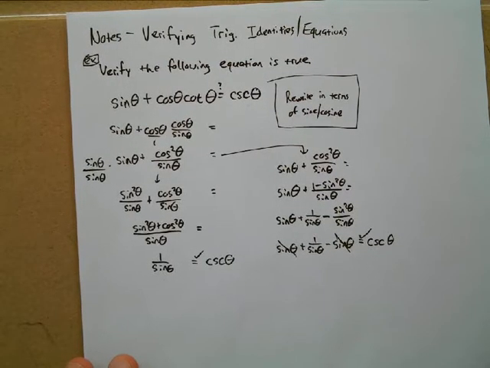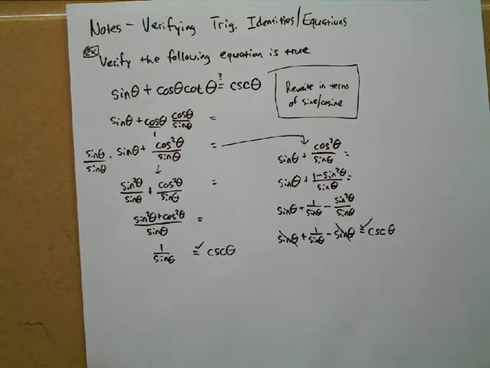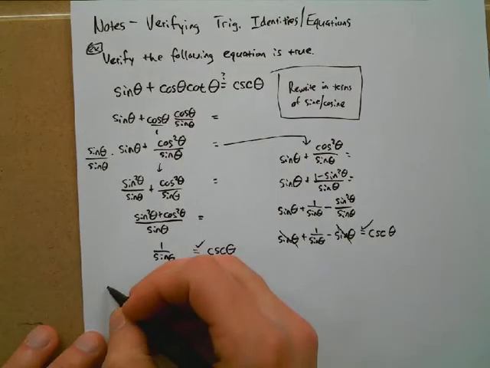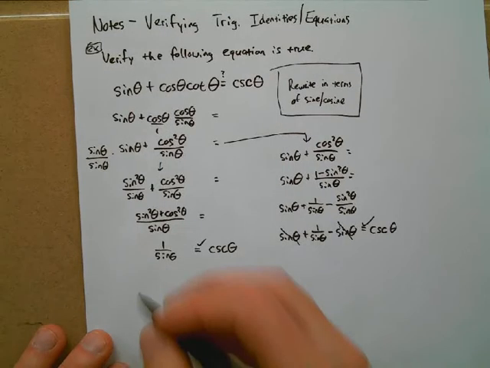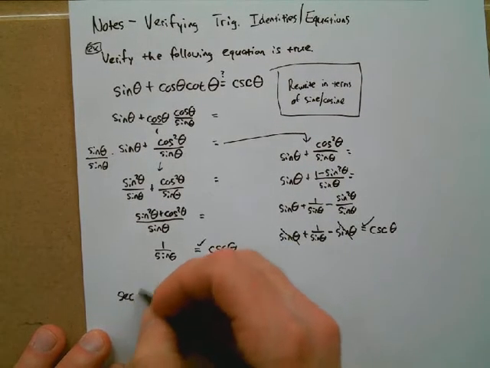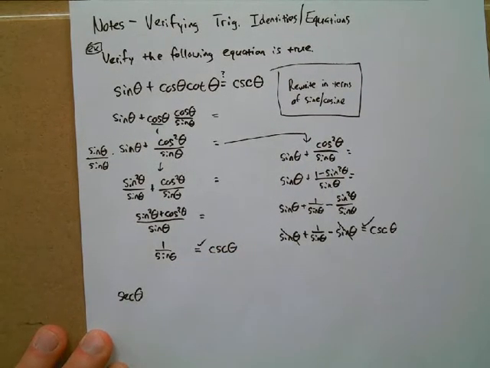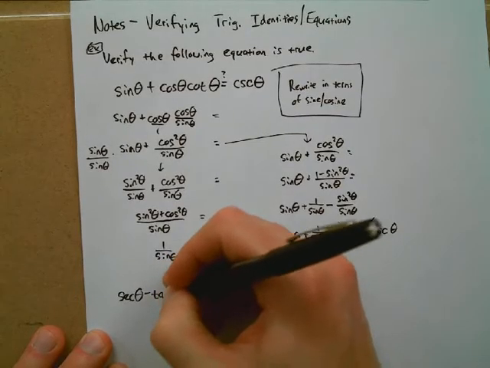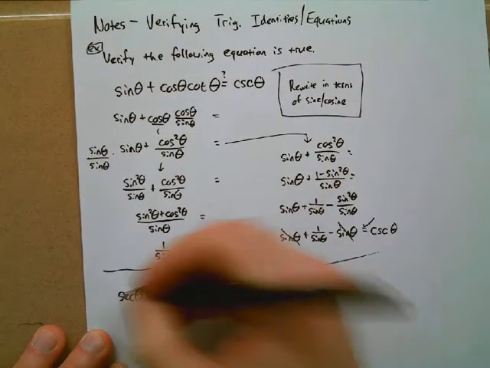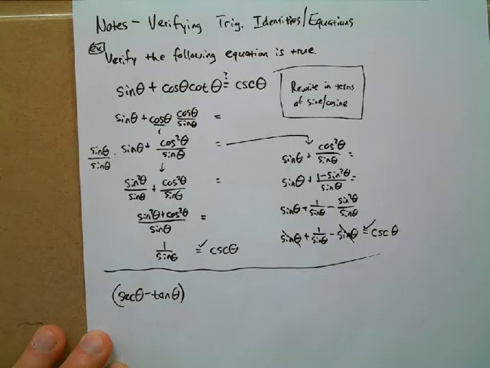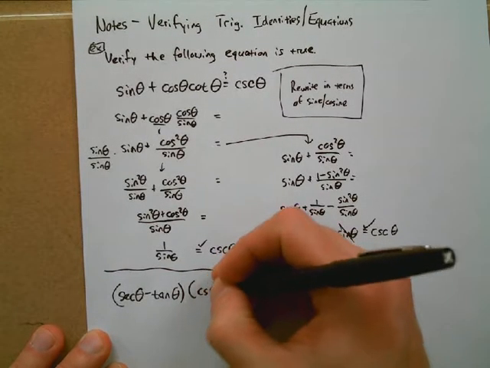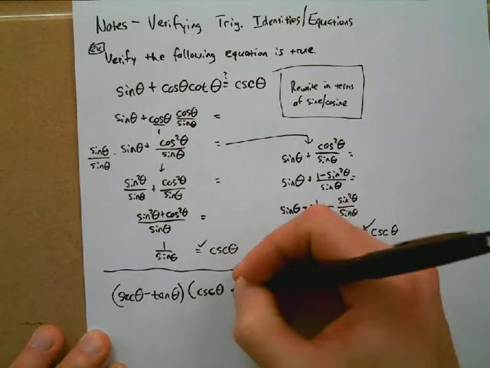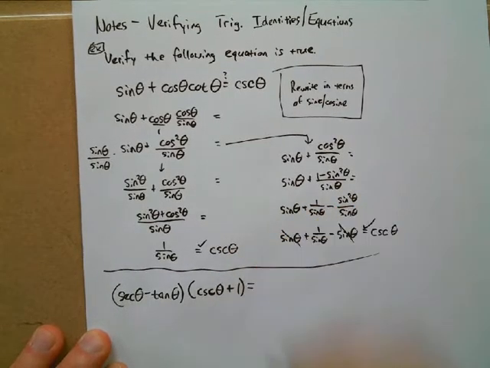So, all right, let's try another one here. Let's do secant theta minus tangent theta, that quantity, times the cosecant of theta plus 1. And we want to show that that is equal to cotangent theta.